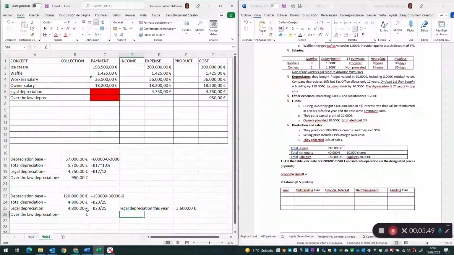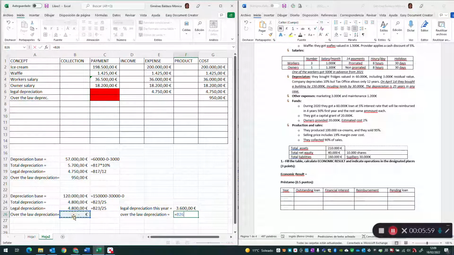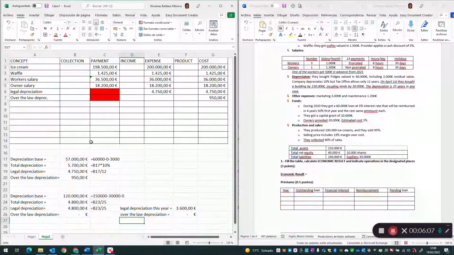Okay, and over the law depreciation will be the same. We will do the same. So in this case, it's 0. It's not going to have any impact. But in any other case, you should multiply by 9/12 because you have to calculate only for the part of the year that you're using.